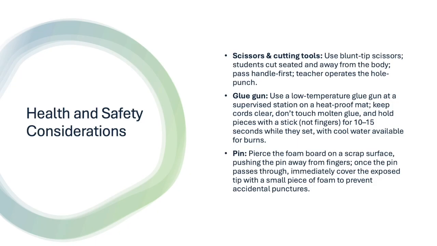To keep this activity safe, students will use blunt tip scissors, seated, cutting away from the body. We pass them handle first, and I operate the hole punch. Second, the glue gun. We use a low temperature gun at a supervised station on a heat-proof mat. Cords stay clear, no one touches molten glue, and we press pieces together with a stick, not fingers. Finally, the pin. We pierce the foam board on a scrap surface, pushing the pin away from fingers, and as soon as it comes through, we cap the tip with a small piece of foam to prevent pokes.